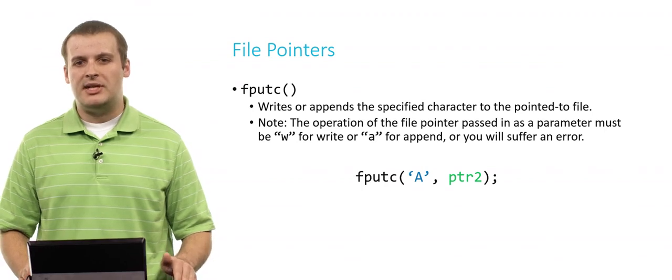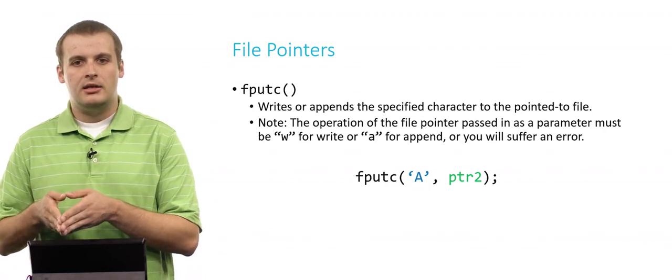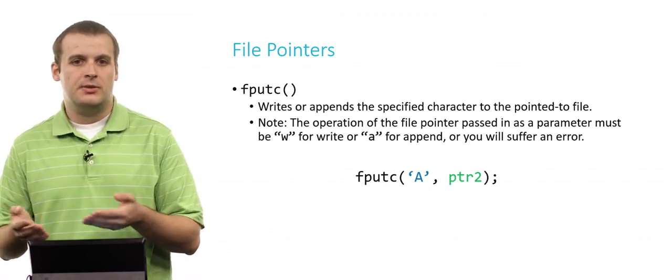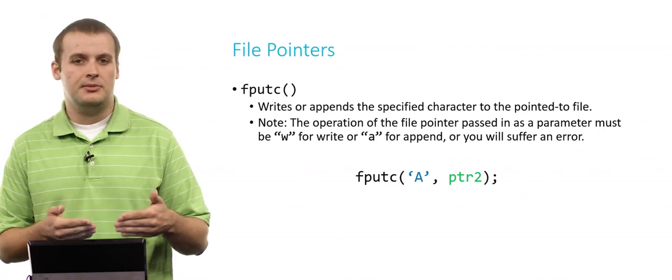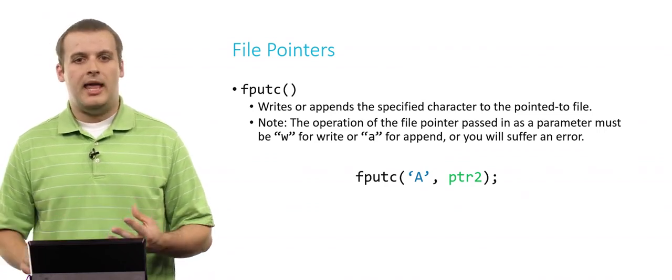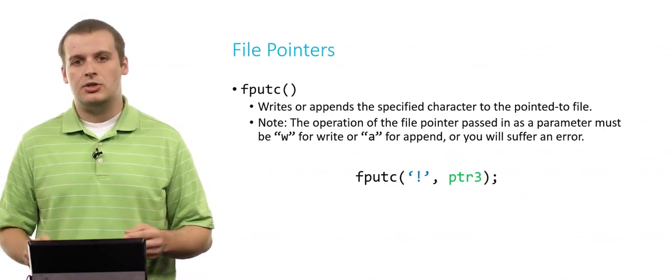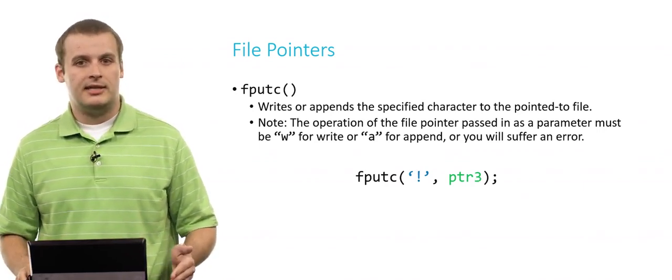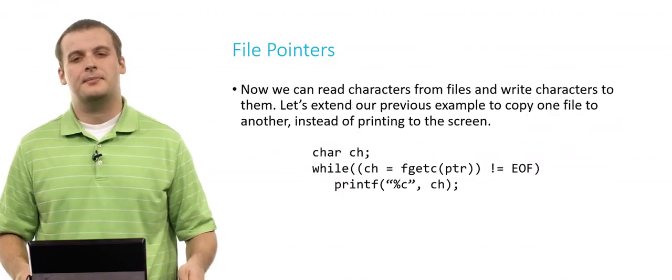fputc('A', ptr2): all that's going to do is write the letter A into file2.txt, which was the name of the file that we opened and assigned the pointer to ptr2. So we're going to write a capital A to file2.txt, or we'll write an exclamation point to file3.txt, which was pointed to by ptr3. So again, pretty straightforward here.